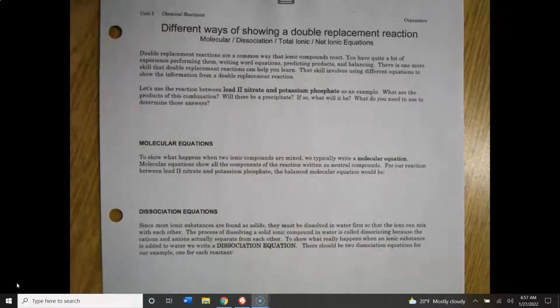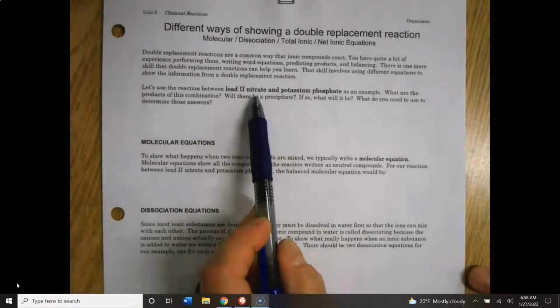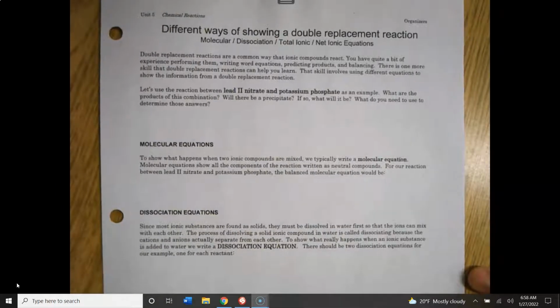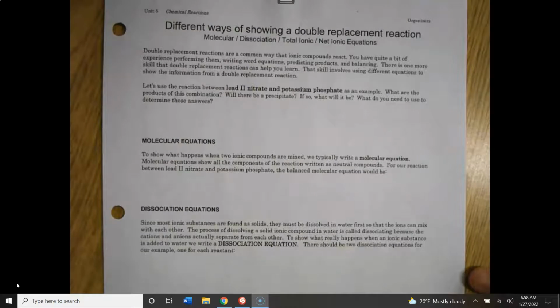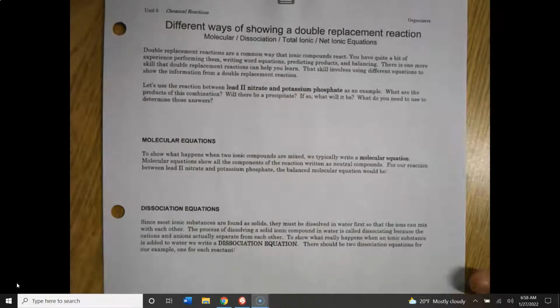This video is going to show you different ways of representing a double replacement reaction through various different types of equations. Some of it will be familiar, some of it is going to be new. Everything is going to be based upon the reaction between lead-2 nitrate and potassium phosphate. To start off, we have to figure out what the products are going to be, right?